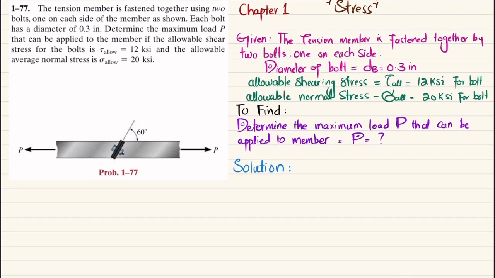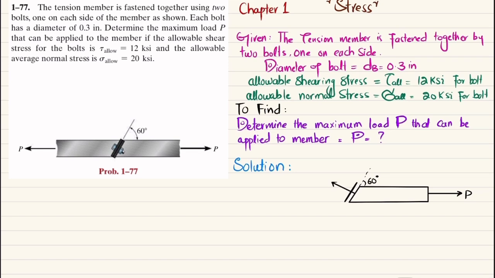So the first step is to cut or separate these members and draw the free body diagram. So it will be like this. Let me draw it first. This will be the member. You can see this is a load P, and this angle is 60 degree. So when you separate it, you will have a normal force perpendicular to this surface, which we take upward, and there will be a shear force on this surface. This is V and this will be equal to the normal force.